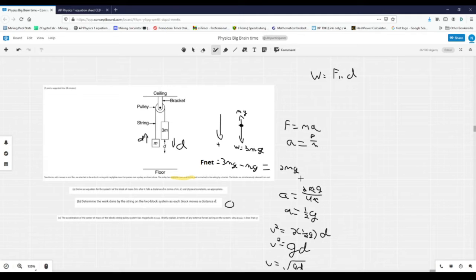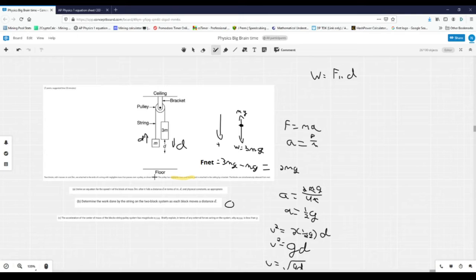Yep. You have to think sort of about what is causing the energy to go in the system. Because obviously at the beginning they're not moving. At the end they are moving with a certain velocity equal to square root GD. So something is causing the velocity. Is it the string causing the velocity change here? It's not. They're just holding up the blocks. What's causing the velocity change here is the force of gravity.